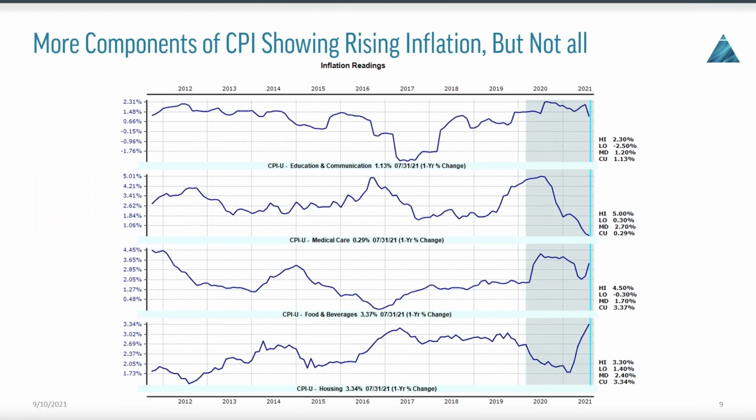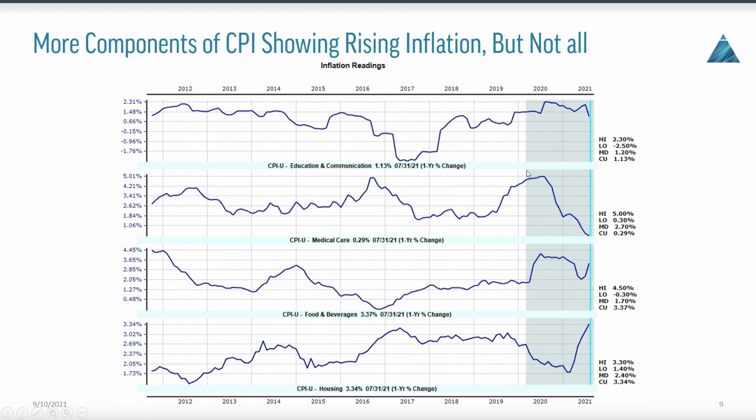So more components of the CPI are showing rising inflation, but not all. So it is lumpy. You can see that education prices are not up. This is a component of the CPI. It's up 1% year over year. That's not a lot. So again, we are seeing more components of the CPI index rising, and so that's why the overall CPI index is up a lot. But not all components within the CPI are showing equal inflation across the board. So education prices are basically flat, and that's coming down, it looks like.